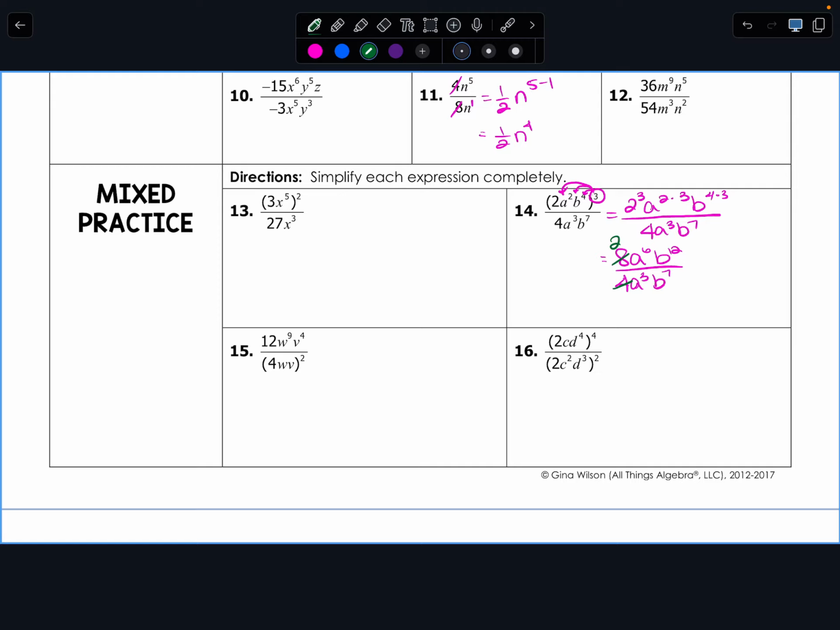So I reduce. So I get 2, a to the 6 minus 3, b to the 12 minus 7. So I'm subtracting my exponents. So I get 2a cubed b to the 5th.